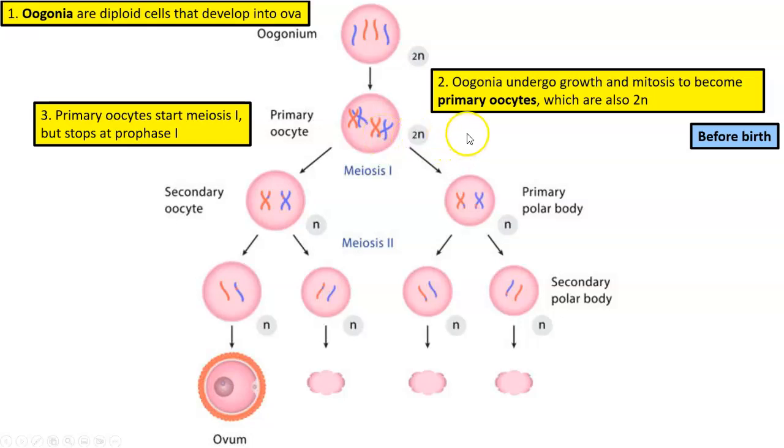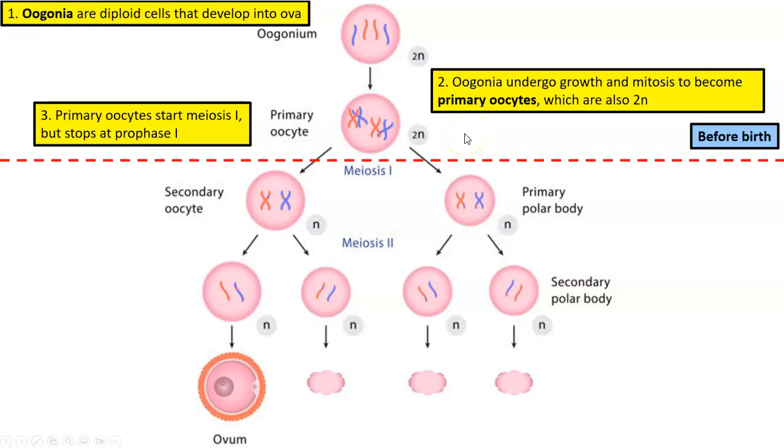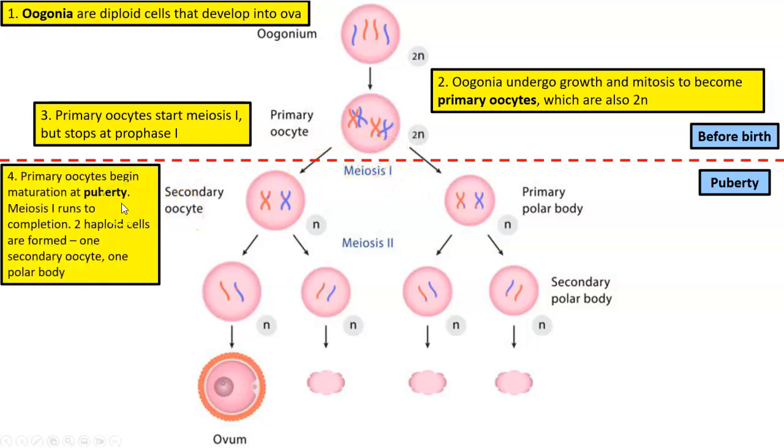So oogenesis can actually have a line drawn through it here to show before birth and at puberty. Before birth we have the oogonium, which undergo mitosis and growth. We then get the first stage of meiosis occurring, which is prophase 1, and the cells are arrested at prophase 1, and they will remain in that arrested state until puberty. So when the female reaches puberty, the primary oocyte will continue its maturation.